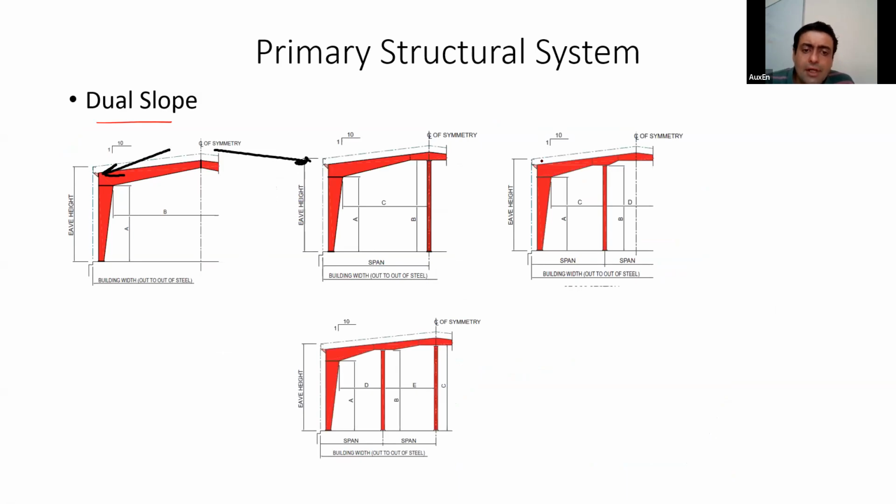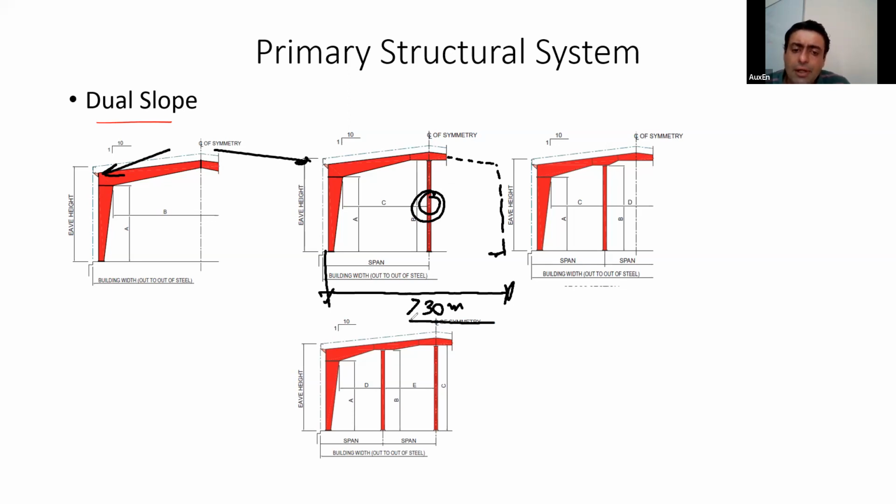So you will see a dual slope with a central column over here. So my shed is going like this. I have a central column over here. Generally, when my total building width becomes more than around 30 meters, it is suggested to have an internal column for achieving greater economy. All right. So when my total building width becomes more than 30, it is desirable to have an internal column.